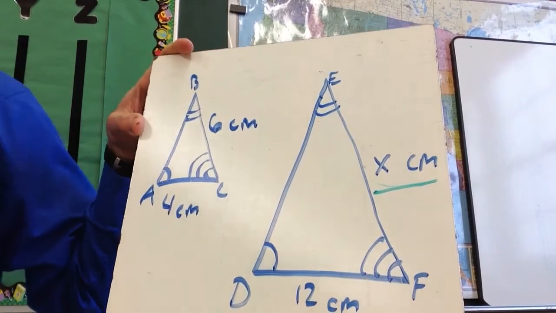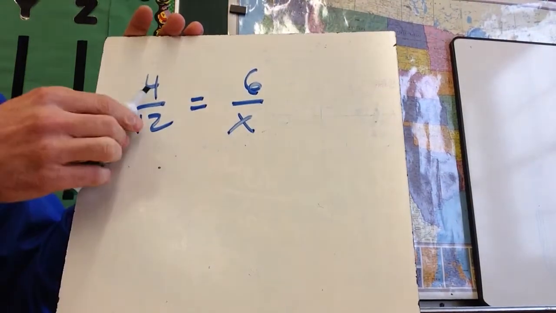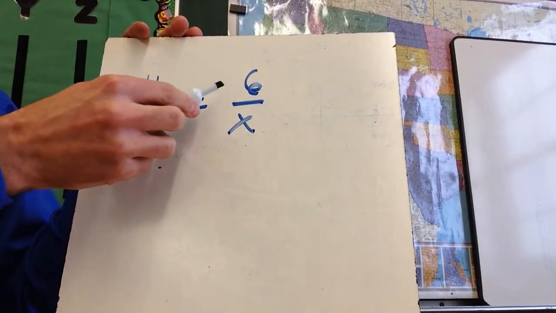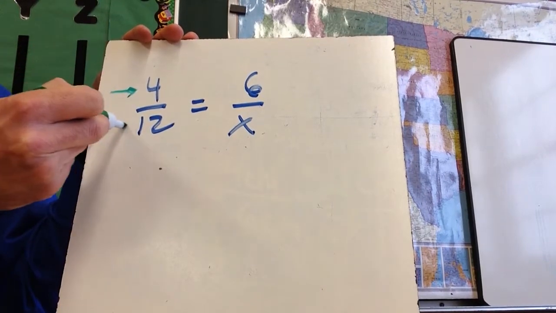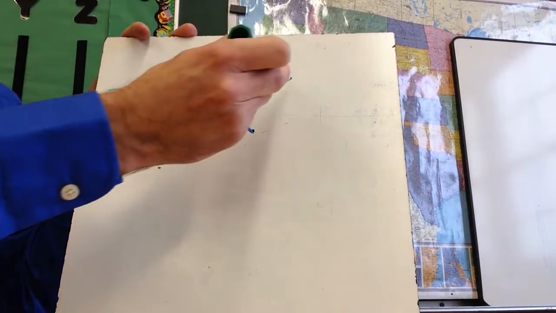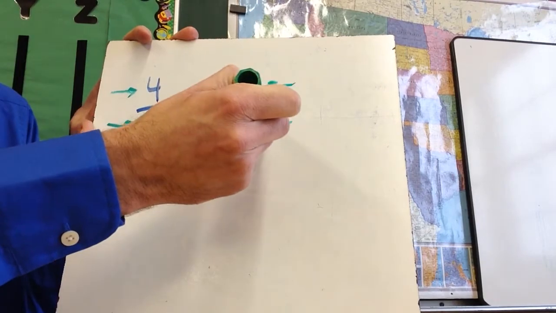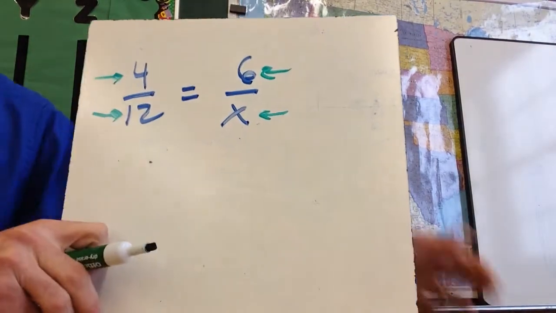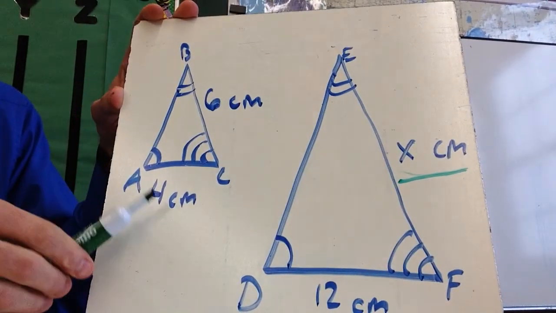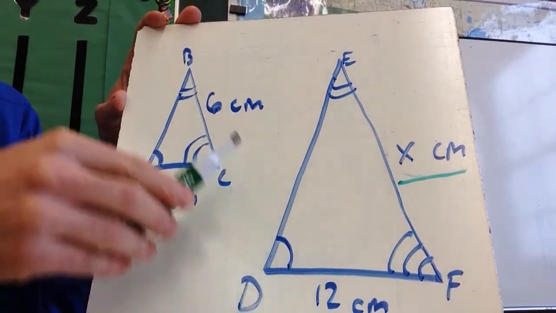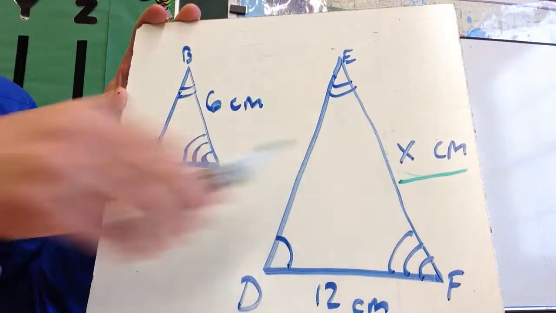So the idea here, and I'll show you the one I'm going to use, and we'll come back to this drawing in a sec. I'm going to go 4 over 12 equals 6 over x. So this is the length of the small triangle over the length of the large triangle, and this is the length of the small triangle over the length of the large triangle. You'll notice that if I'm putting this number on top and this number on bottom, then this one has to be on top and this one on bottom.